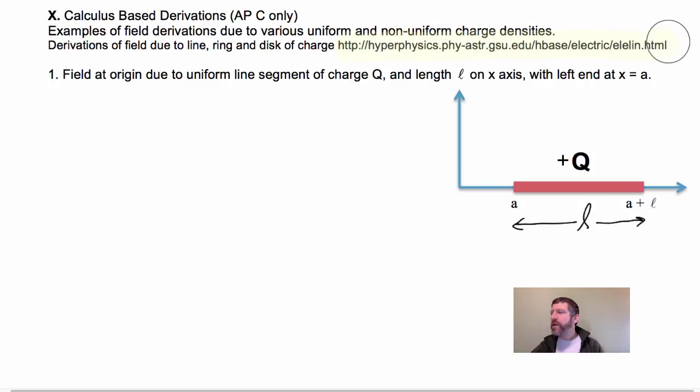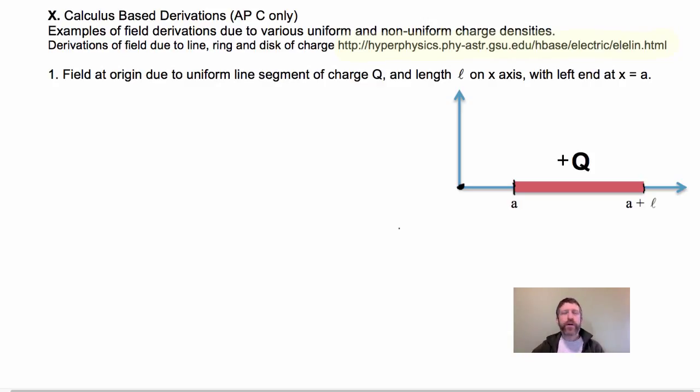The first one I'd like to do is, what is the field at the origin? In other words, what's the field right here at this point due to a line segment of charge that's uniformly charged with charge Q over length L? So I've also added this L here. On the x-axis, the left end starts at x equals a. So right there is x equals a. And of course the other end is x equals a plus L. I just added the length L to that a. So I'm just going to erase this for now. So what's the field due to that at this origin point here?